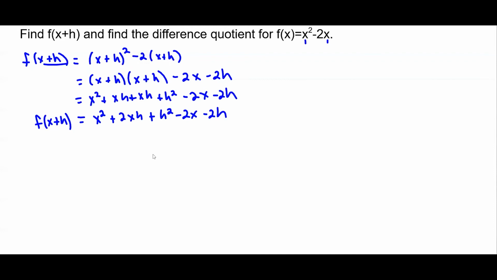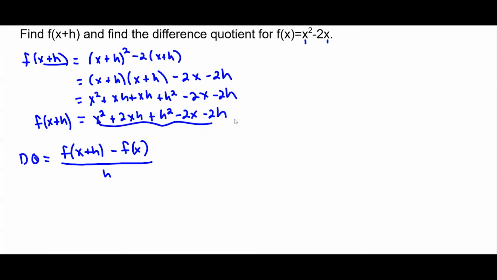So now we want to find the difference quotient. So the difference quotient, it's a slope formula, but we use f of x plus h minus f of x divided by h, and then we simplify it. So f of x plus h is what we just found here, so we're just going to plug that in. I'm going to use some brackets just to keep everything organized. I'm going to subtract f of x.